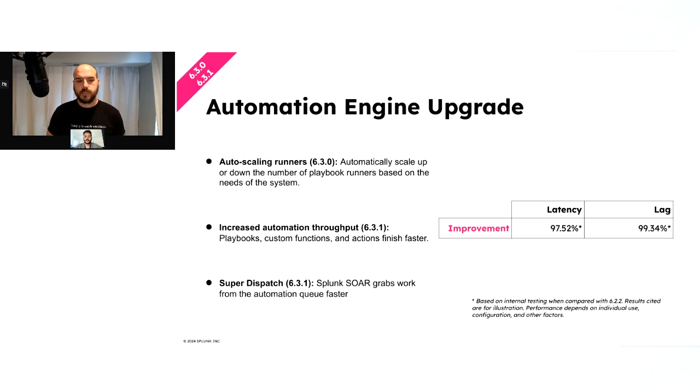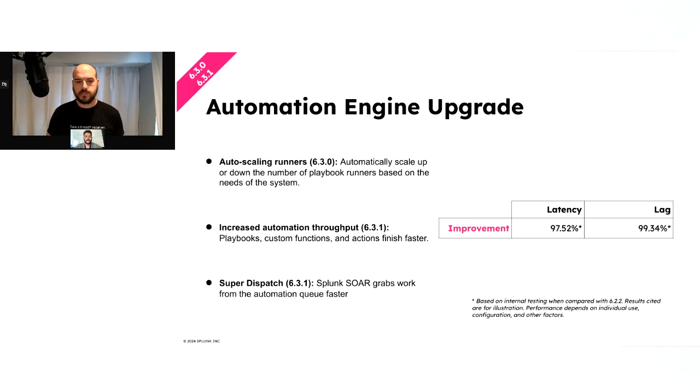And what it really means for you is that the system can rise to meet the load or burst in demand without you having to predict the demand from the beginning. And so you'll see that in 6.3.0. And then in 6.3.1, we have two additional features, increased automation throughput and what we're calling internally super dispatch.